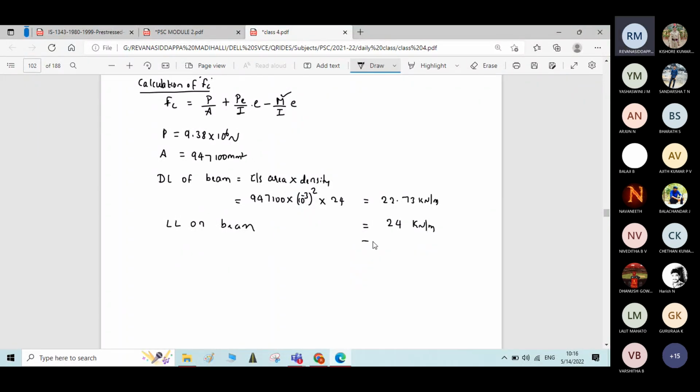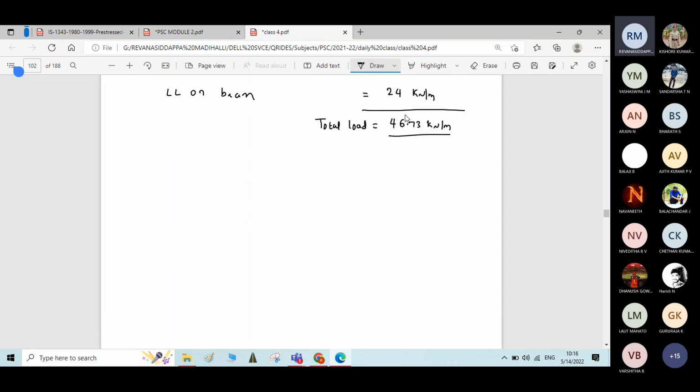Okay. Therefore, the total load is, add both the values. Check the answer, 46.73 kilonewton per meter. Okay, will be the total load, which is W.